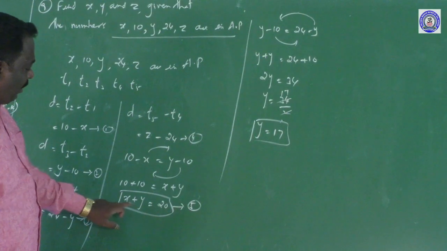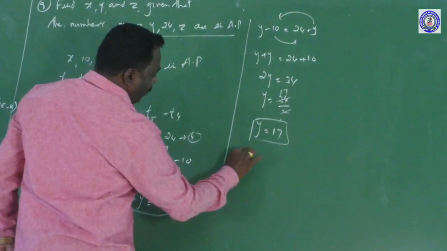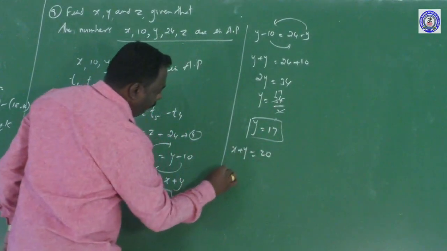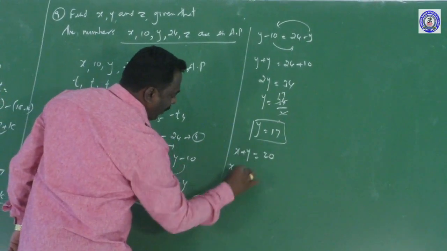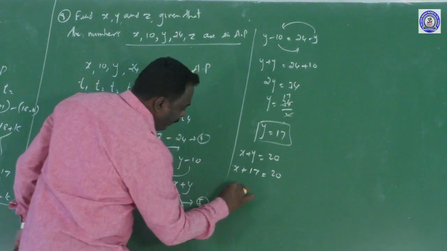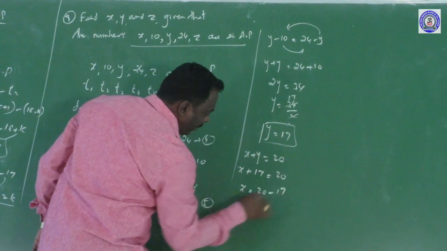And substitute in this equation to find the x value. Therefore x plus y is equal to 20. When y value equals 17, x plus 17 is equal to 20. Therefore x equals 20 minus 17.